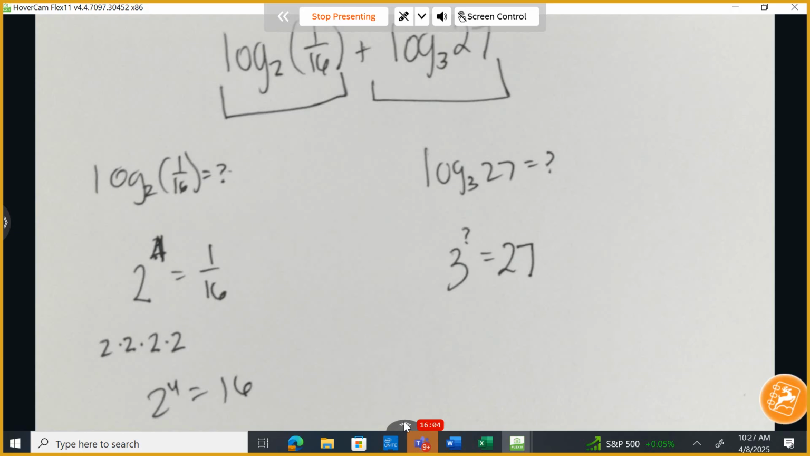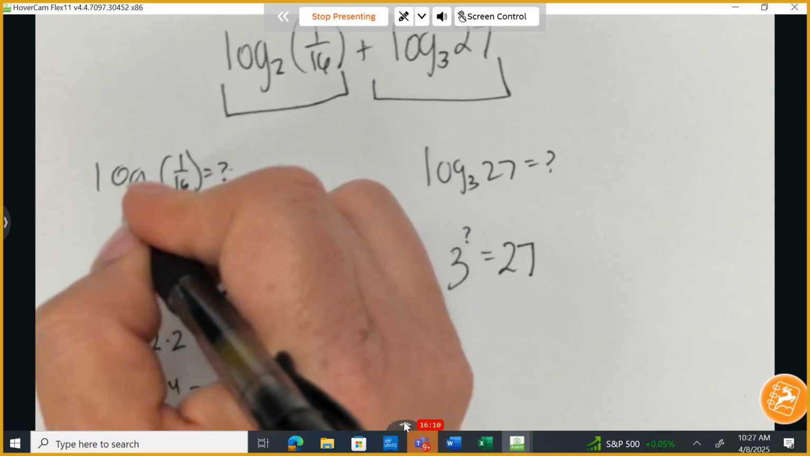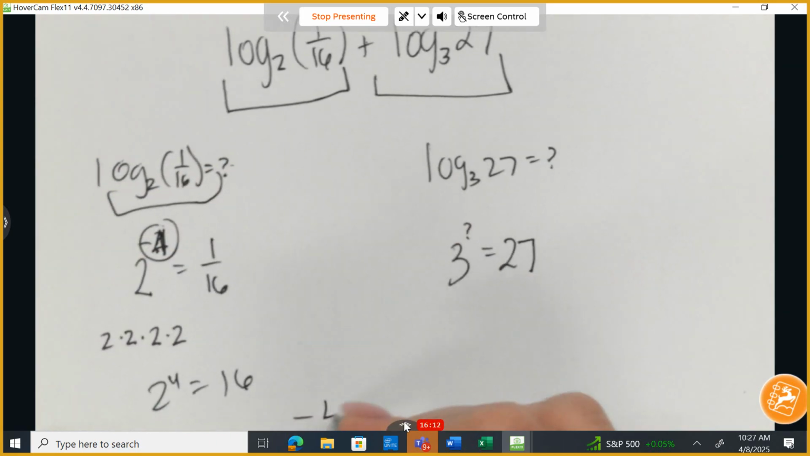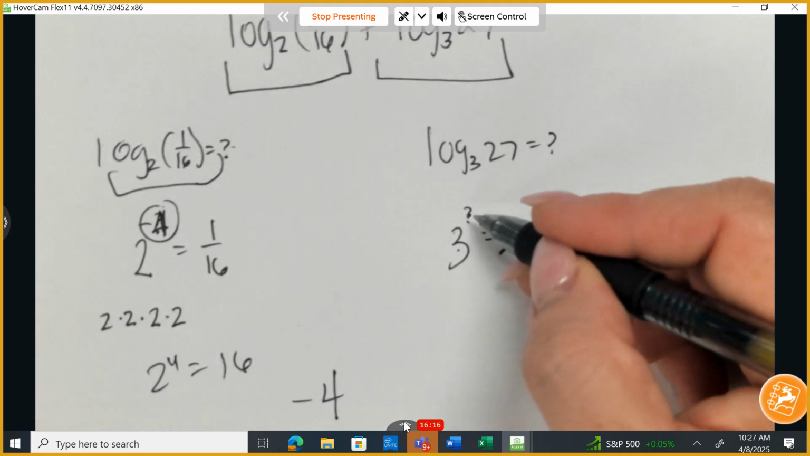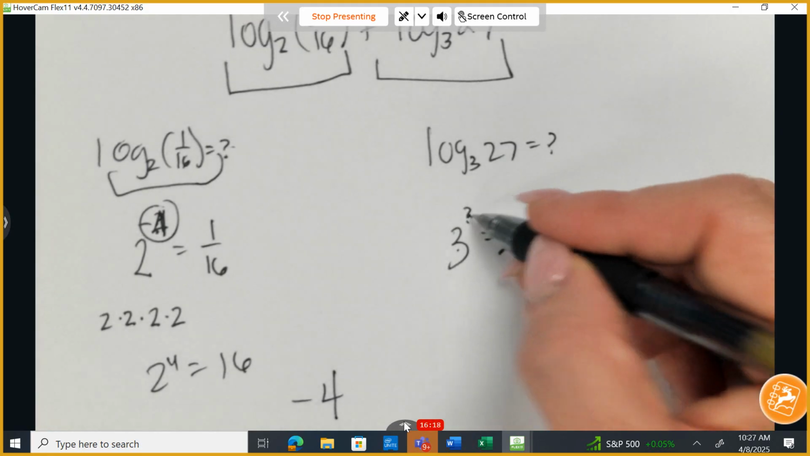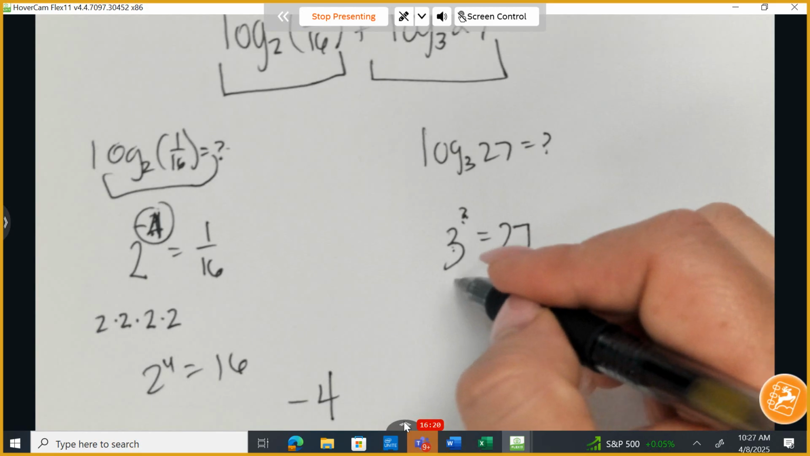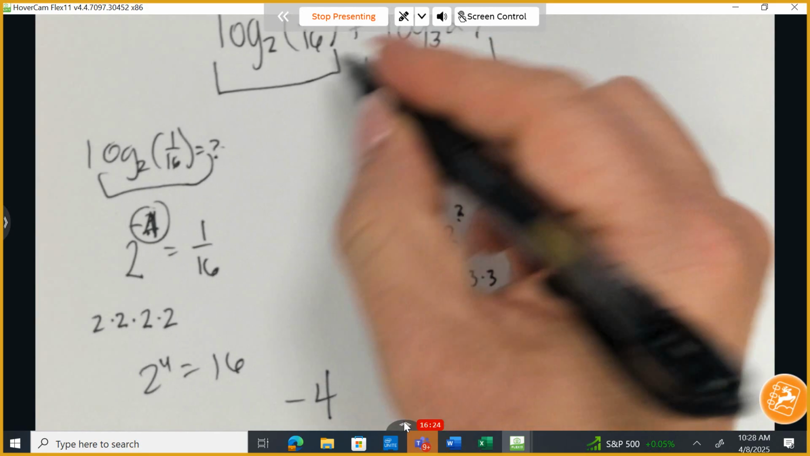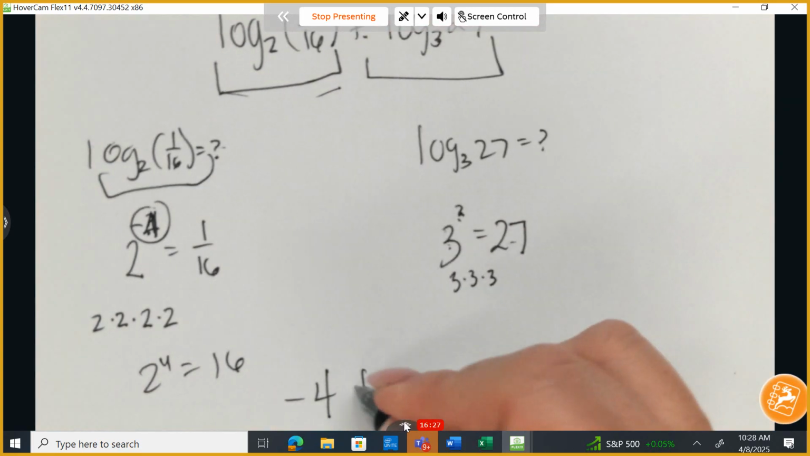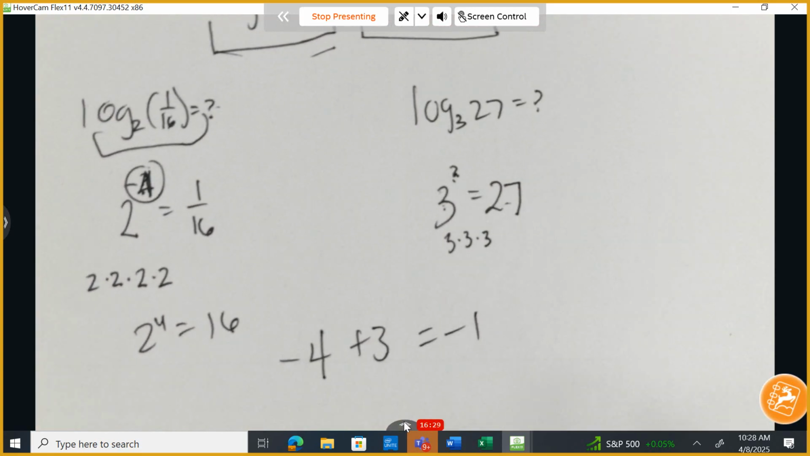But where does the 16 need to be? On the bottom. So what do I need to do to the 4? It needs to be a negative 4. This is equivalent to negative 4. Over here, 3 times itself, how many times? I saw students as I walked around put a 9 here. Remember, this is 3 times itself. So 3 times 3 is 9, times 3 again is 27. So I'm going to take negative 4 plus positive 3 to end up with a negative 1.